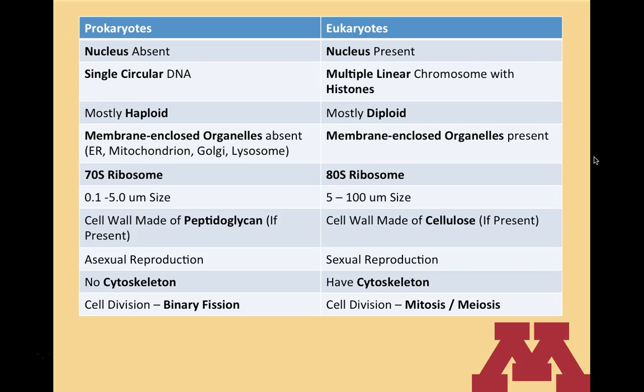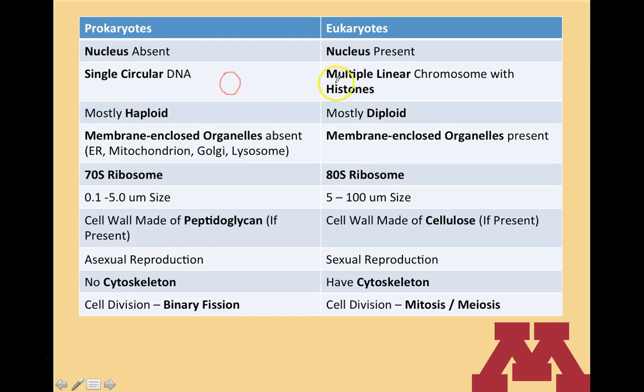Okay, so here is a table I got for you. Let's go through it together. First, the prokaryotes don't have a nucleus in the cytoplasm, but eukaryotes do. For the prokaryotes, the DNA information is usually single and circular and looks like this. It's a circle of DNA.